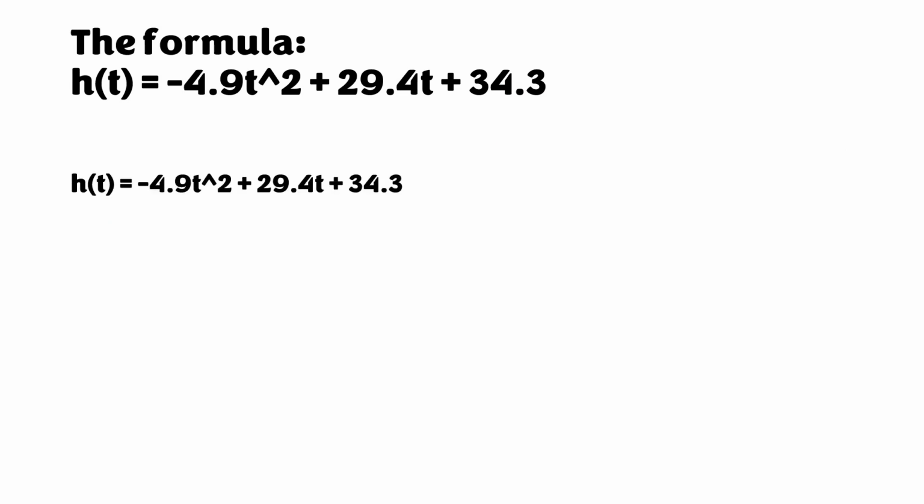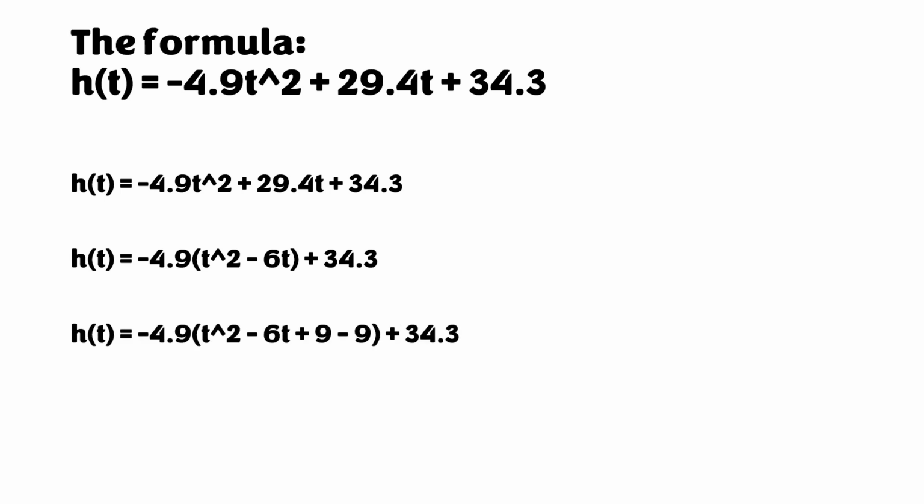And so here we have the formula, just the same formula as we had in the question. We're just going to write it down right here so we know what it is. So first step is we're going to factor the negative 4.9 from the equation. And look at that, it factors out quite nicely. We get negative 4.9 multiplied in brackets t squared minus 6t. A very nice factoring.